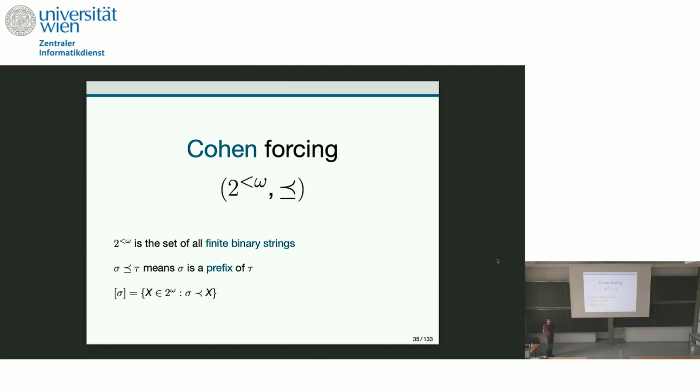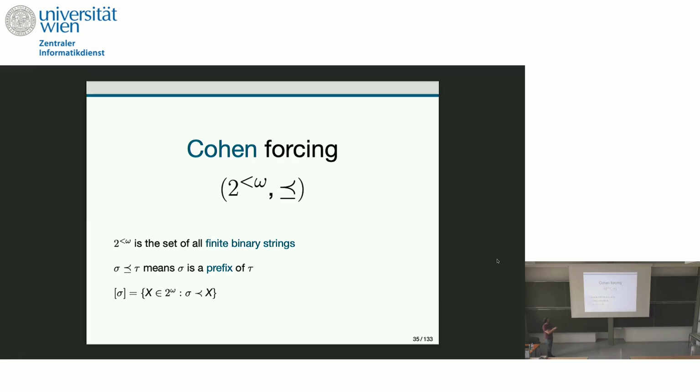Okay. And so the simplest example of a forcing notion is Cohen forcing, which is just the partial order of finite strings ordered by extension. Here, just be a little bit careful, because we take the extension, which means that you are a decreasing condition if you are an extension of your binary string.